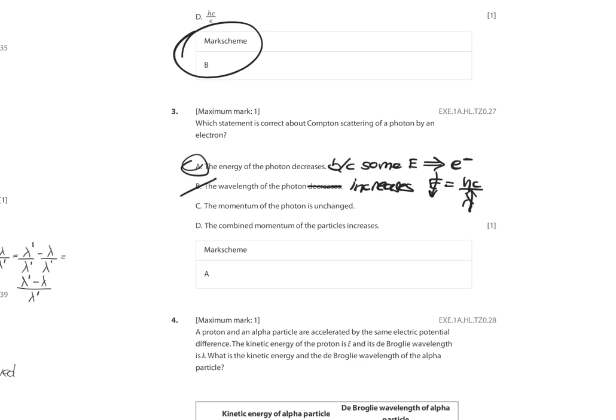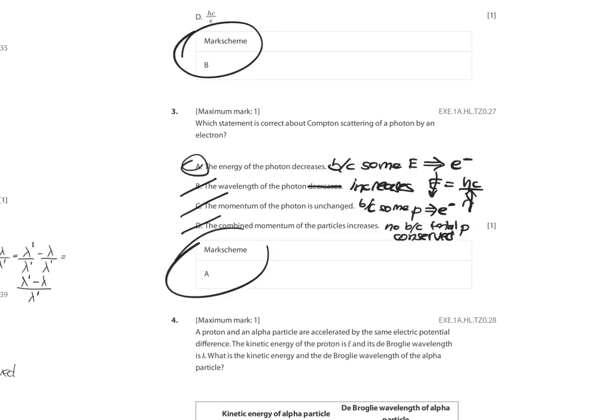Momentum of the photon is unchanged. No, because in the collision, some of the momentum is transferred to the electron, so not C. And then, the combined momentum of the particles increases. No, because that would violate conservation of momentum if there are no outside forces, and there are no outside forces. And so A is the only thing that makes sense.